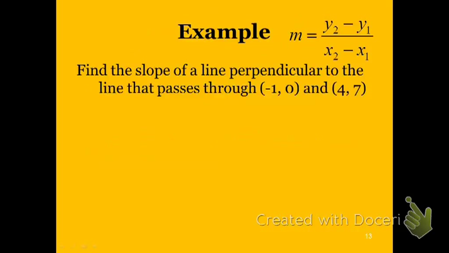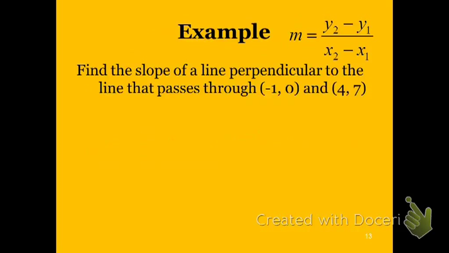The last thing that you'll learn about slope are slopes of parallel and perpendicular lines. The first thing you need to know is that parallel lines have the same slope. The second is that perpendicular lines have slopes that are opposite reciprocals of each other. So let's do an example together.